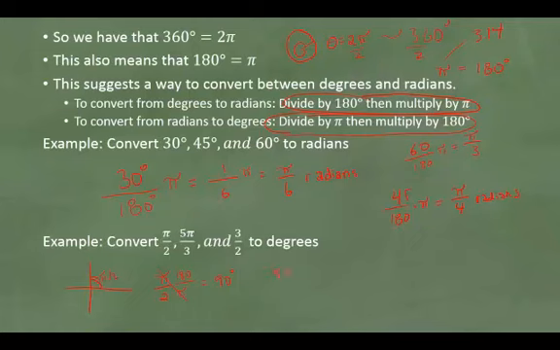How about 5 pi over 3. Divide by pi, multiply by 180. The pi's cancel. I'm left with 180 times 5 over 3. This is in degrees now.